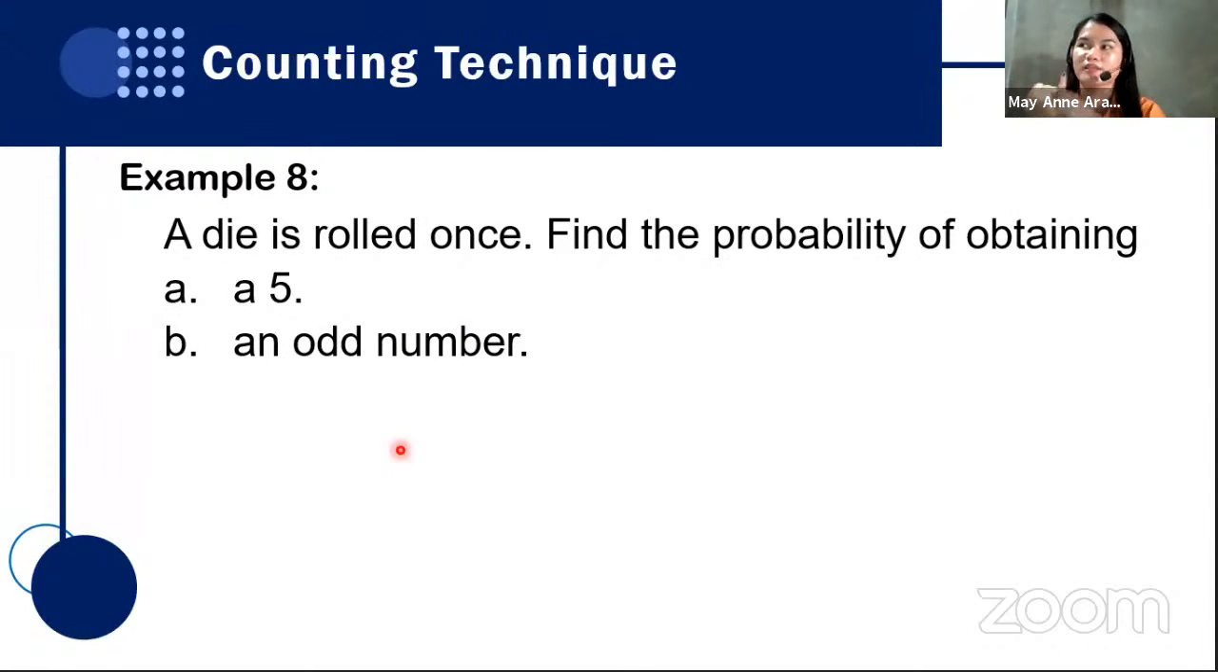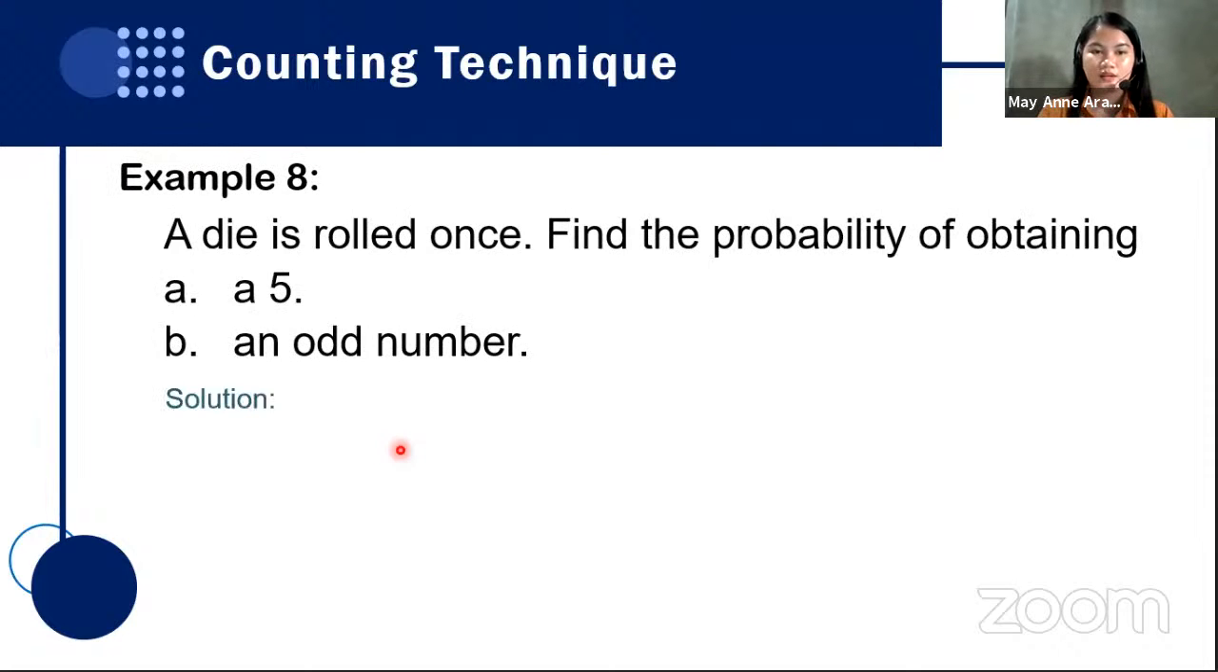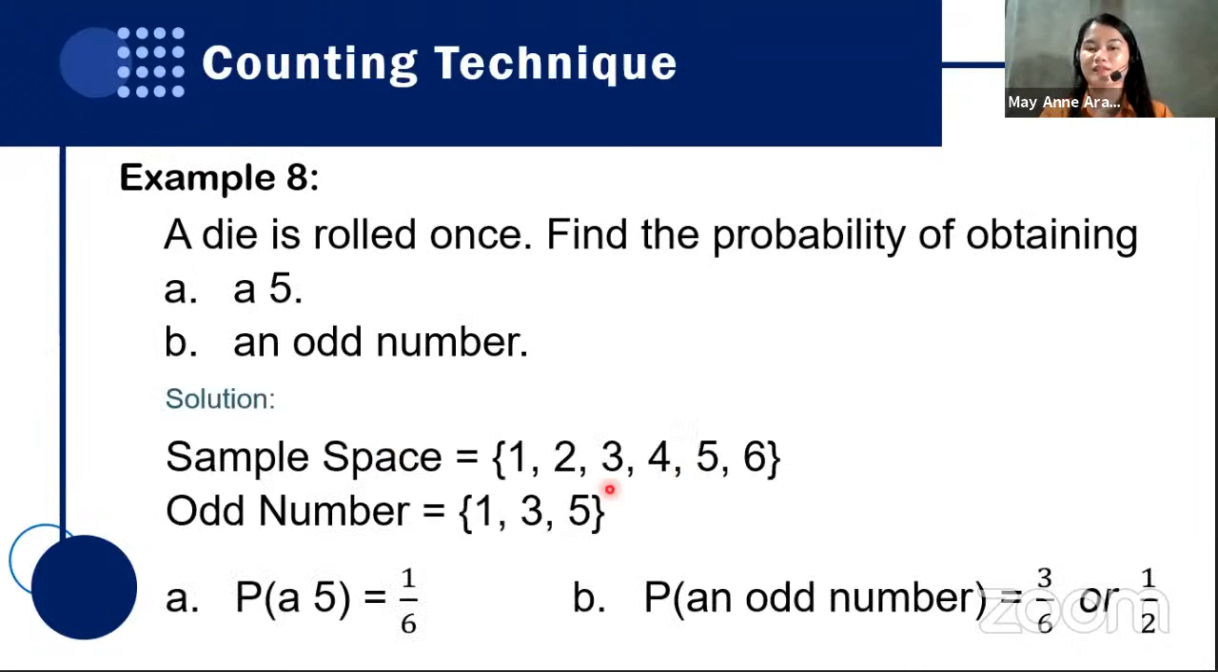A die is rolled once. Ano ba yung numbers natin sa die? We have 1, 2, 3, 4, 5, 6. So, how many 5 are there in the sample space? Only 1. So you have 1 over the number of elements in the sample space, which is 6. So 1 over 6. This is the probability of obtaining a 5.